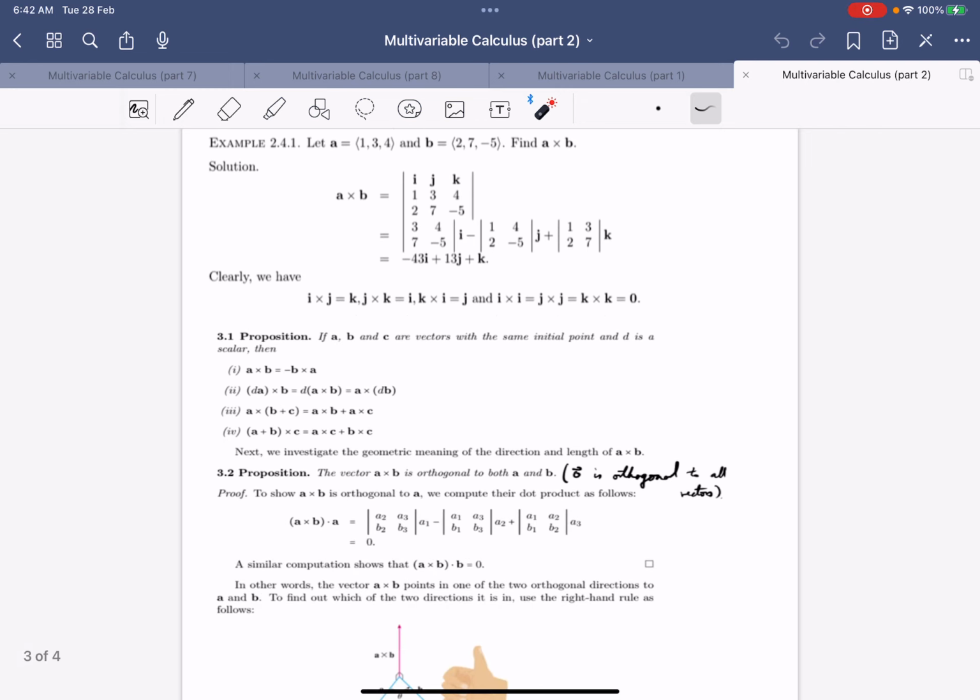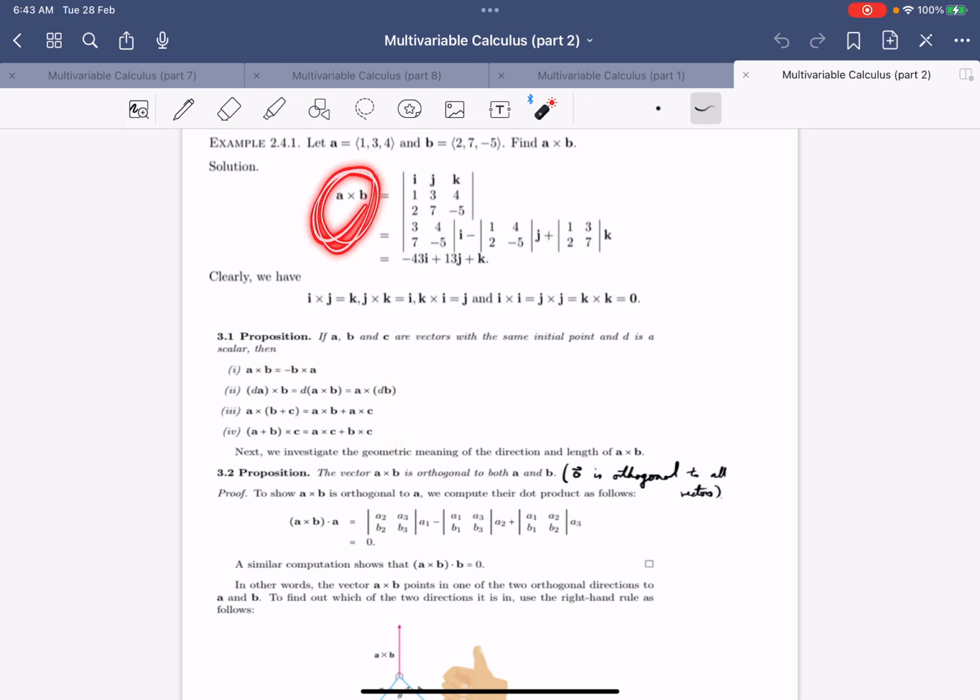And you can actually take a look at all these properties that it has. That i times j is k, j times k is i, and k times i is j. And if you multiply a vector by itself, then you get 0. And more generally, we'll see what it means later on. So some properties are that it's anti-commutative.